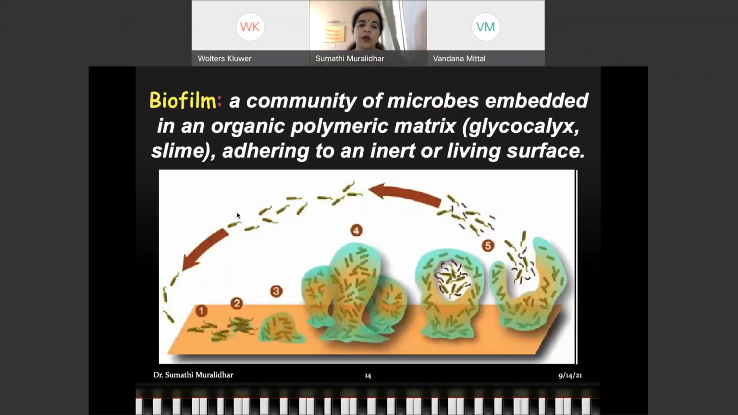And what is a biofilm? It is nothing but a community of bacteria or microbes which are embedded on an inert or living surface. Here, a community of microbes means all of them are usually covered by a matrix or some organic polymeric substance called the glycocalyx or slime, and they form a biofilm. Usually this happens on an inert surface.